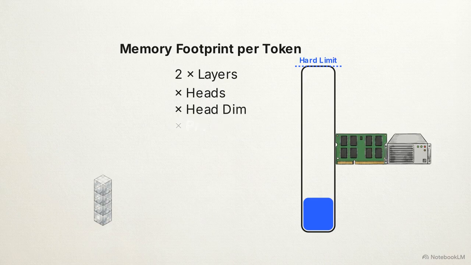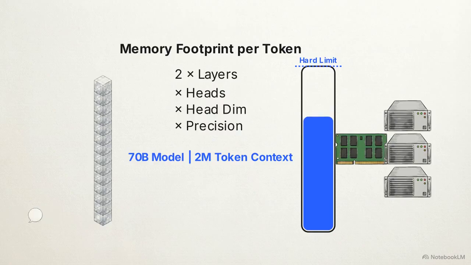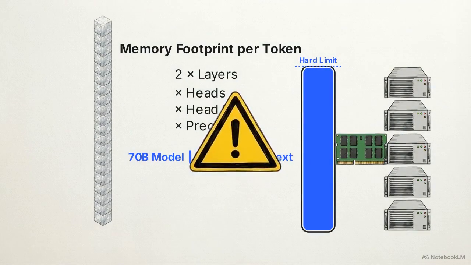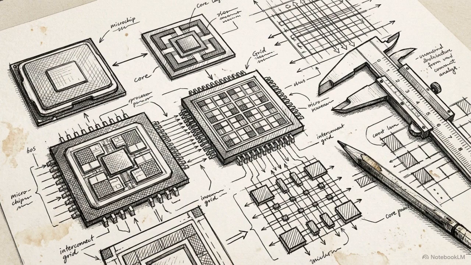This calculates the memory footprint per token: 2 times the model's layers, attention heads, head dimension, and precision. Applied to a 70 billion parameter model with a 2 million token context, this key value cache instantly exceeds the video RAM of an entire high-end GPU cluster. Because scaling context mathematically guarantees memory failure on standard hardware configurations, engineers must rebuild the inference architecture from first principles.